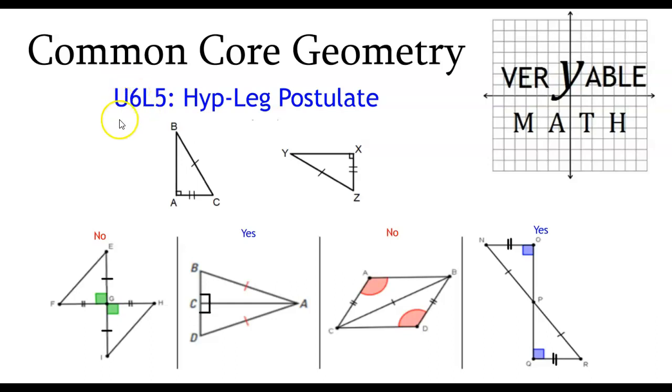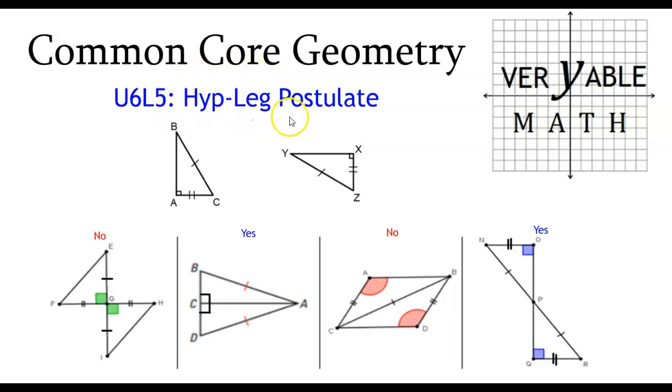That unit is about triangle proofs, and this lesson is about the 5th postulate. We learned about 4 postulates already, SSS, SAS, ASA, and AAS. The 5th one doesn't conform to that. It's actually referring to a special type of triangle called a right triangle.